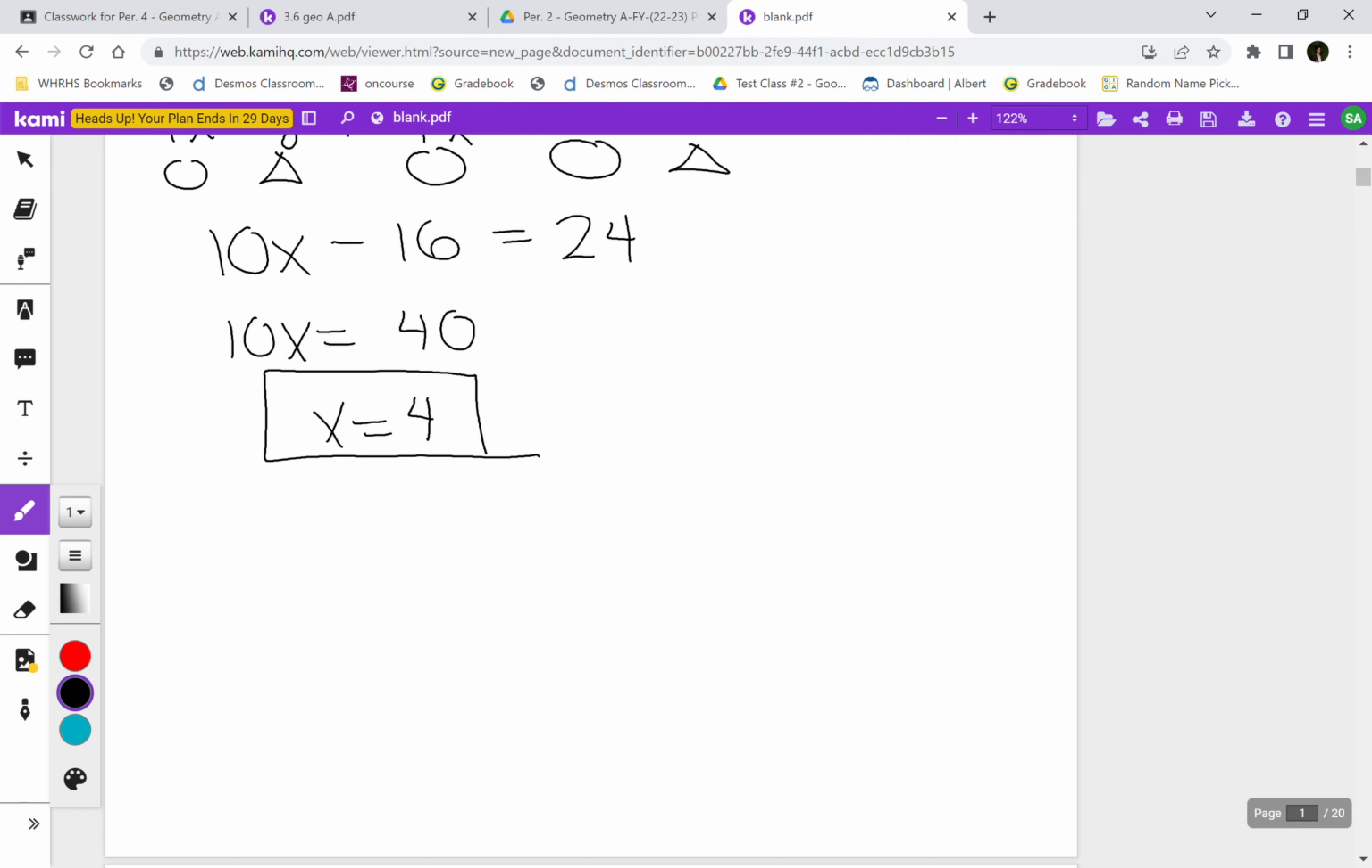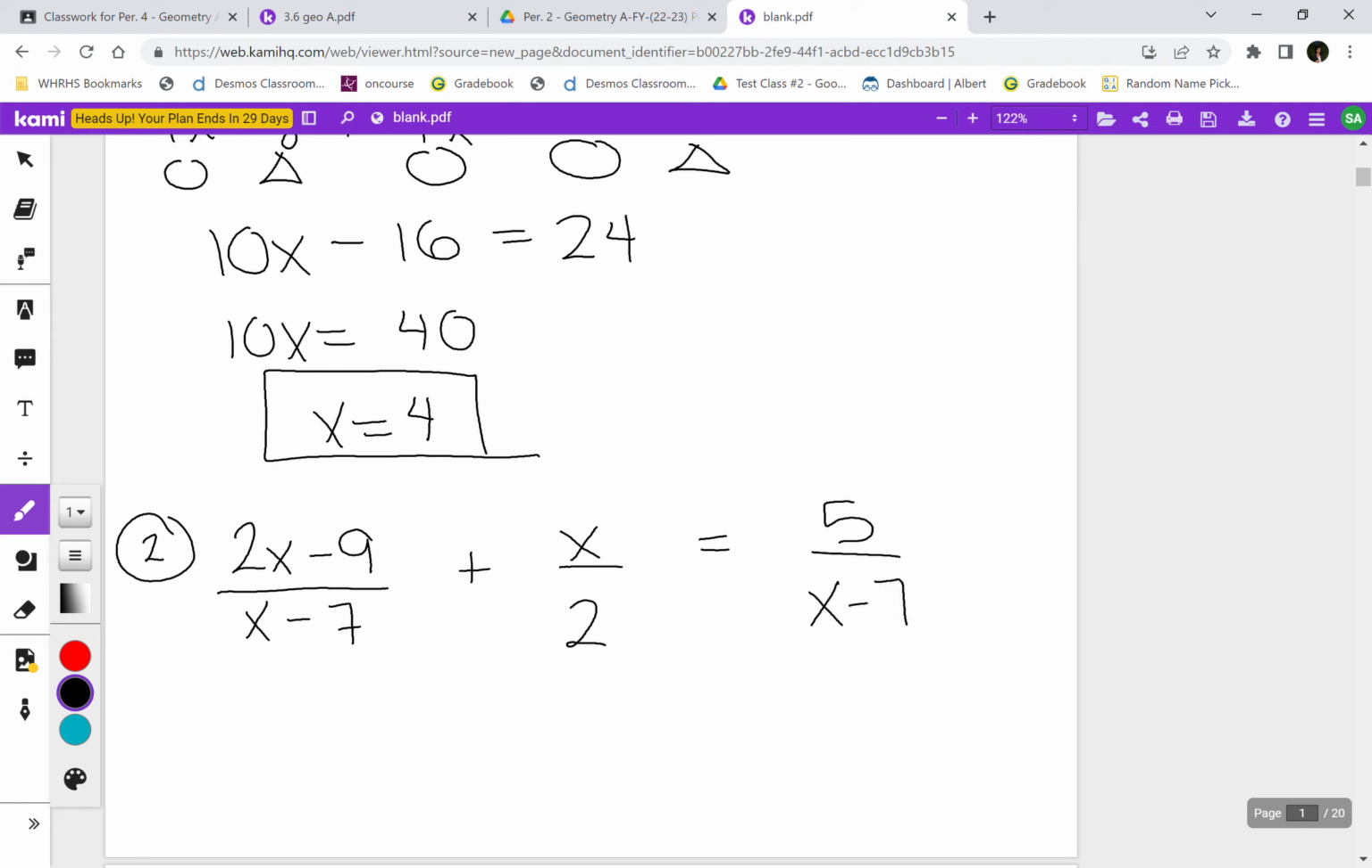So now, can we step it up to algebra 2? If I have 2x minus 9 over x minus 7 plus x over 2 equals 5 over x minus 7. Now, what is the difference between algebra 1 and algebra 2? I've now put variables in the denominator. Do you think the process is going to be any different? The process is not going to be any different.